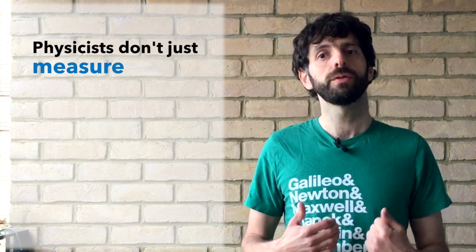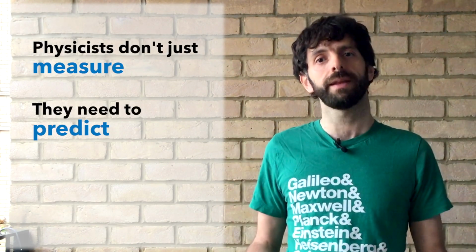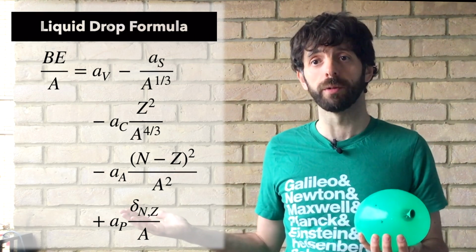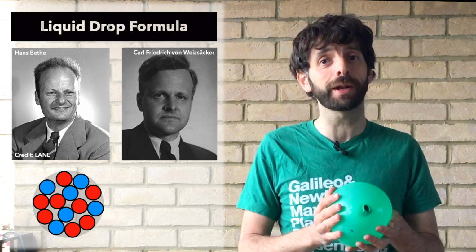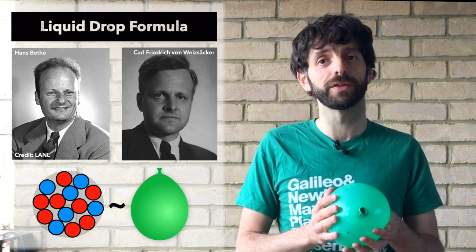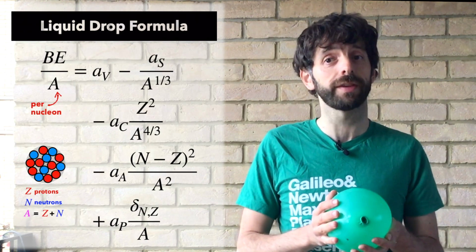But as a nuclear theorist, I would much prefer not to only measure, but actually to be able to predict the binding energies of nuclei. This is indeed what the liquid drop binding energy formula does. Here is a liquid drop, a water balloon. And here is the liquid drop formula. Nuclear theorists in the 1930s realized that nuclei look like water balloons and found a formula based on this idea.